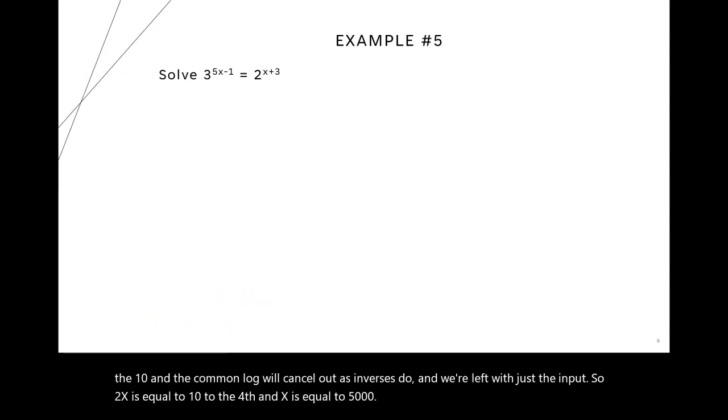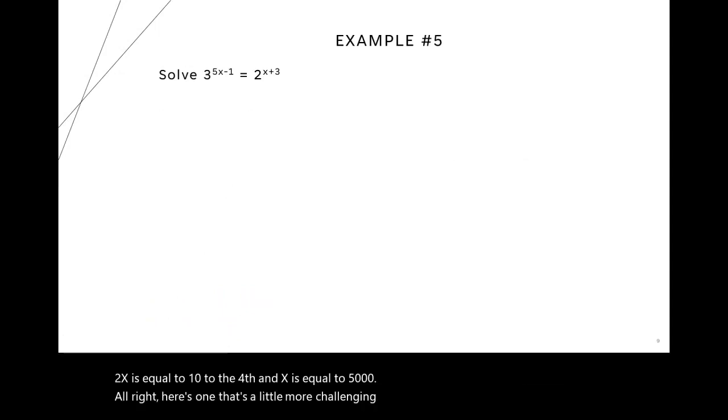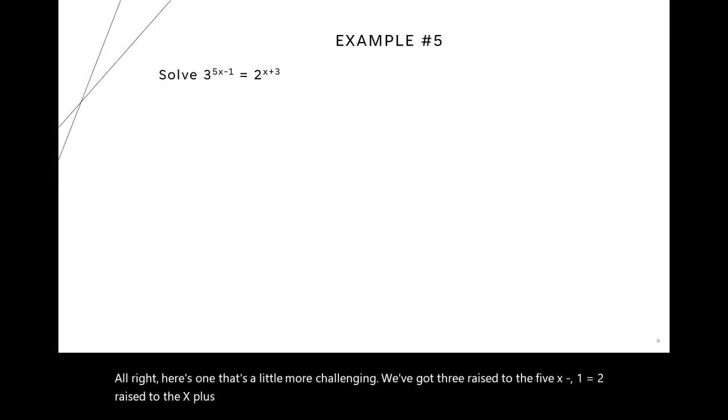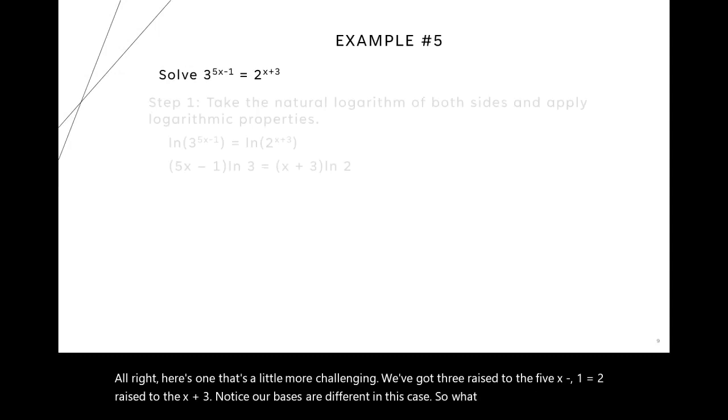All right, here's one that's a little more challenging. We've got 3 raised to the 5x minus 1 equals 2 raised to the x plus 3. Notice our bases are different in this case. So what in the world do we do?